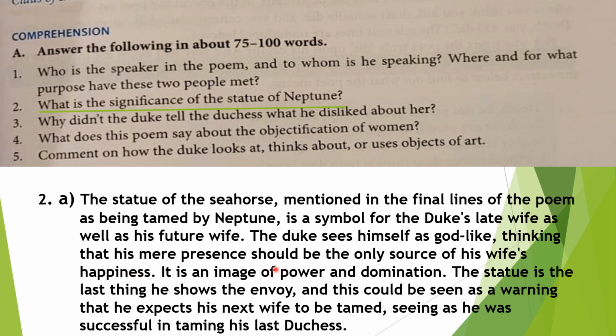You remember that spot of joy in her cheeks. He says, for everyone, she feels happy. It is an image of power and domination. The statue is the last thing he shows the envoy, and this could be seen as a warning that he expects his next wife to be tamed, seeing as he was successful in taming his last duchess.